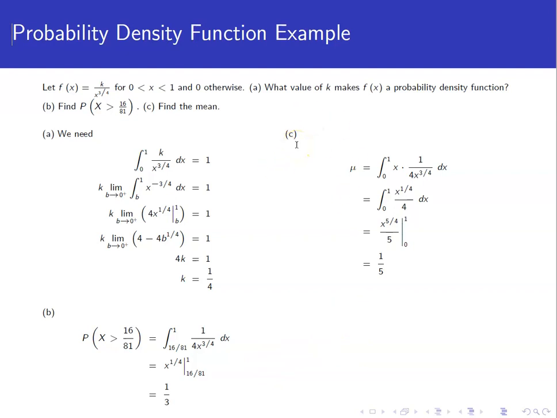Finally, in part C, we're asked to find the mean. Remember, your mean is integrate over the entire interval, that interval from 0 to 1 in this case, of x times the probability density function. Sometimes we call that the PDF.